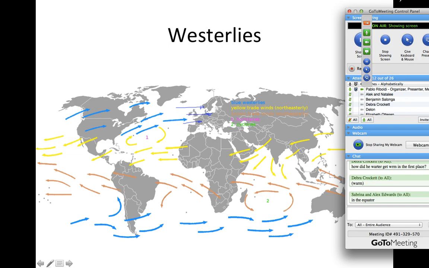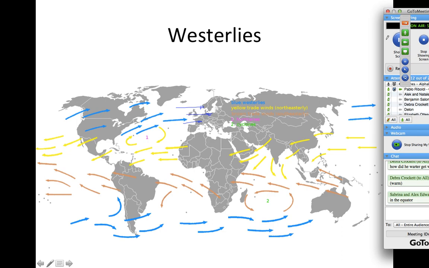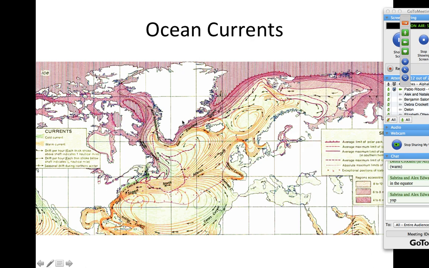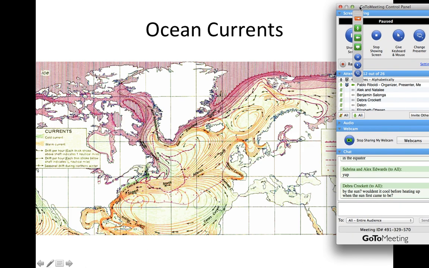Excellent. So yes, it is in the equator. All right, so let me go back one slide. As the water goes through the North Atlantic and closer to the equatorial zone, it warms up. The sun heats up the water for a long period of time, and it gets very hot. It's a slow moving current, so there's a lot more heat being absorbed by the water.